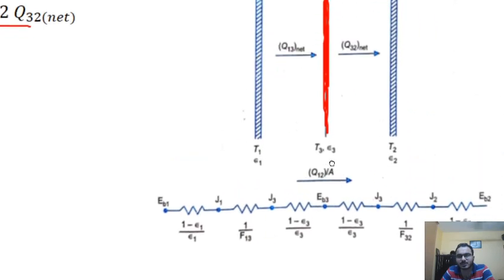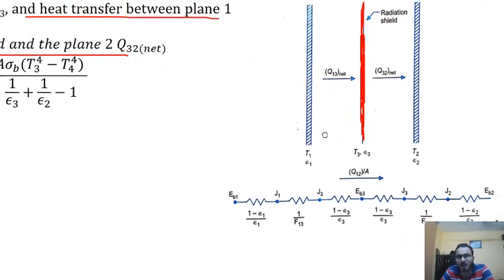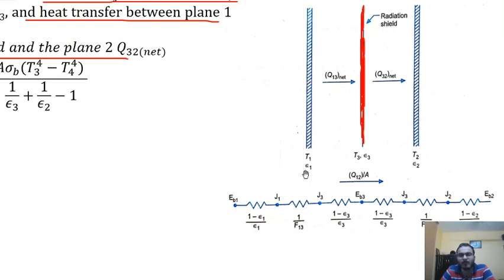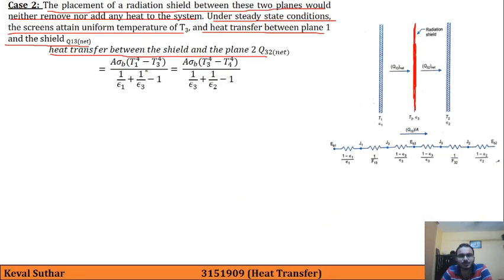So first let us focus on this figure. You can see that we have put a radiation shield whose temperature is T3 and emissivity epsilon 3, and this is the corresponding thermal circuit. So these are the thermal resistances due to the emissivity part, these are the surface resistances. So Q will be the same. So first we have discussed this Q13 net.